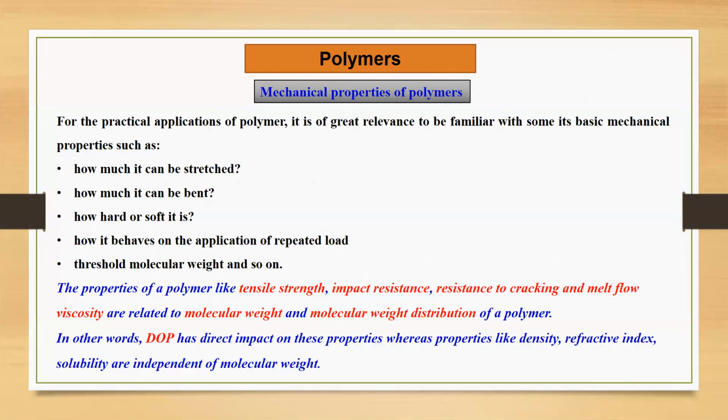Now, certain mechanical properties of a polymer, like tensile strength, impact resistance, resistance to cracking, and melt flow viscosity, are directly related to the molecular weight and molecular weight distribution of a polymer. I will be discussing these properties with you. No doubt we will not be going into so much detail, but we will be discussing how these properties are affected by DOP, that is, degree of polymerization. DOP has a direct impact on these properties, whereas properties like density, refractive index, and solubility are independent of the molecular weight.